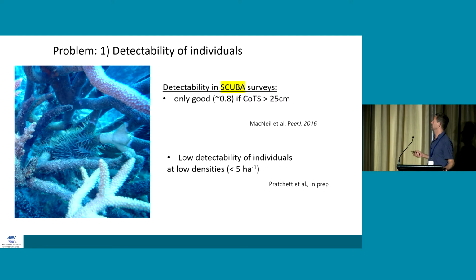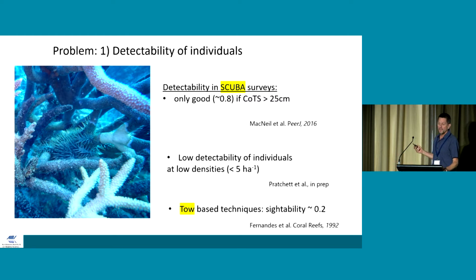However, if you go below that, Aaron McNeil et al. 2016 modeled, you pretty quickly drop your likelihood of finding the COTS. Secondly, Morgan Pratchett has shown us some preliminary data at the COTS conference 4 weeks ago here, that at low densities, below 5 per hectare, the likelihood of actually detecting COTS, even if you know they're there, is extremely low, below 50%. And this is still in scuba surveys.